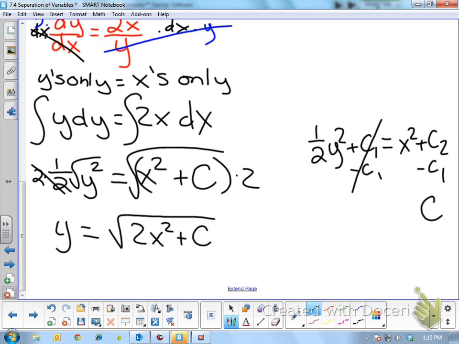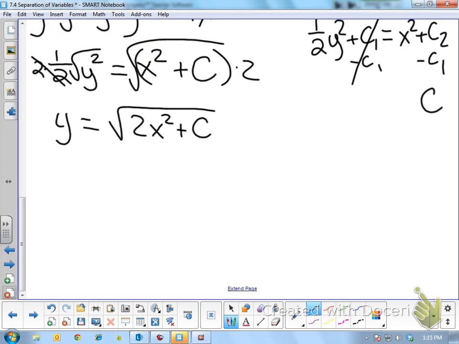Usually when we do these, we're doing it with exponential functions, but we're not going to practice that as much today. I'm going to save that for next time. And they'll want it to say y equals. The second way you might have to write it is to actually get c alone. If we go back to the 1/2 y squared equals x squared plus c, quite often they get c alone to write the final solution.